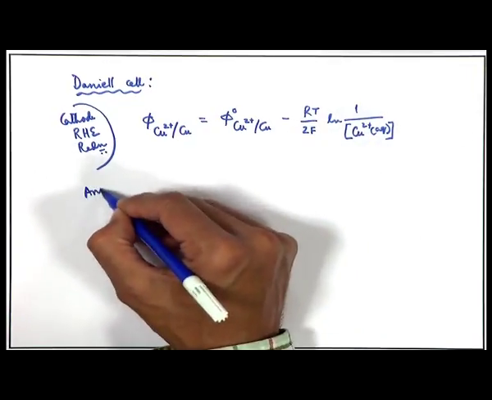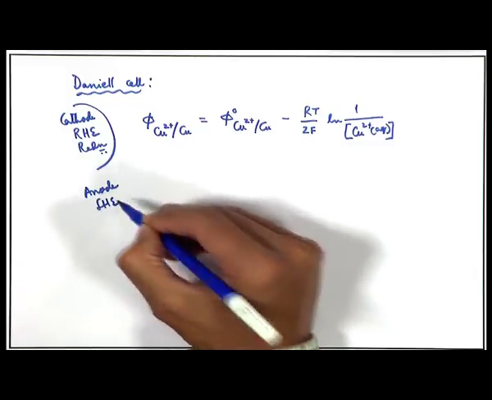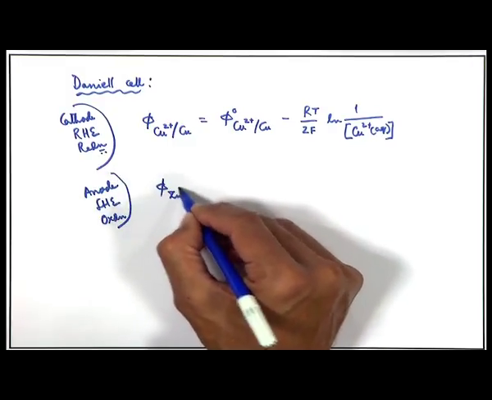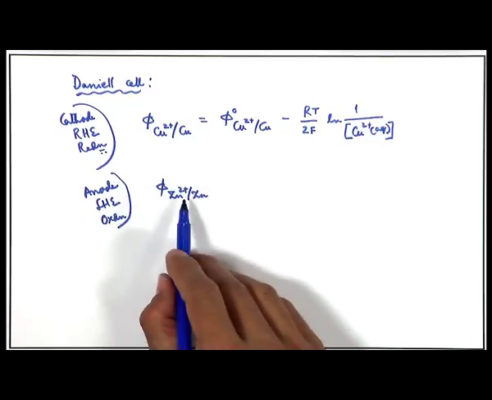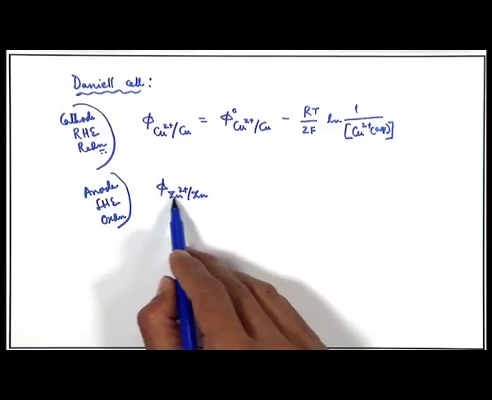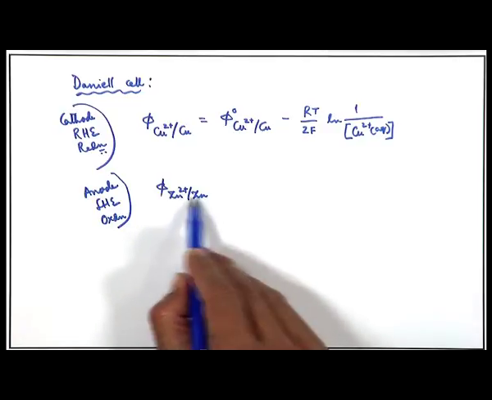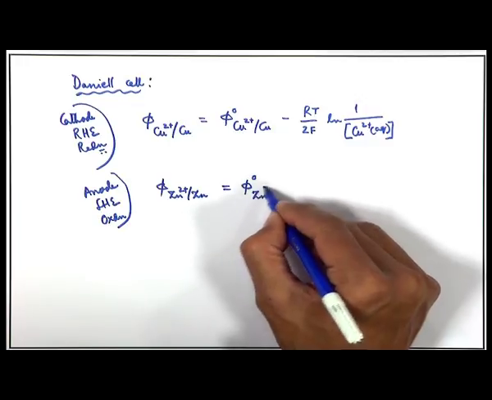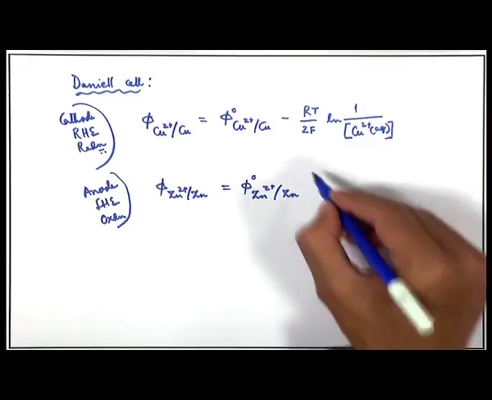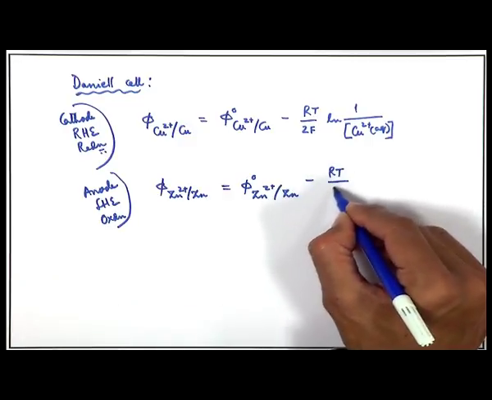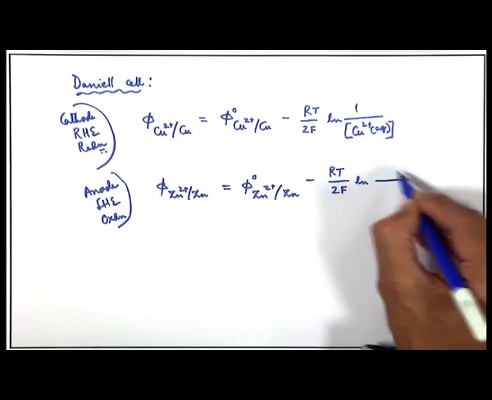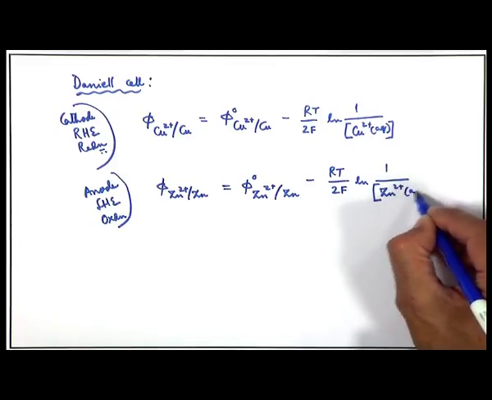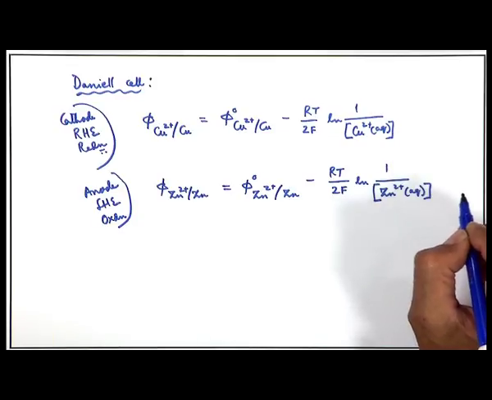Anode, the left hand electrode, oxidation. phi zinc 2 plus zinc. We are using the reduction potential values, that is why first zinc 2 plus, then zinc 0. So, the process is from here to here. So, phi 0 zinc 2 plus zinc minus RT by twice F ln 1 by concentration of zinc 2 plus aqueous. Okay. So, therefore, what do we get?